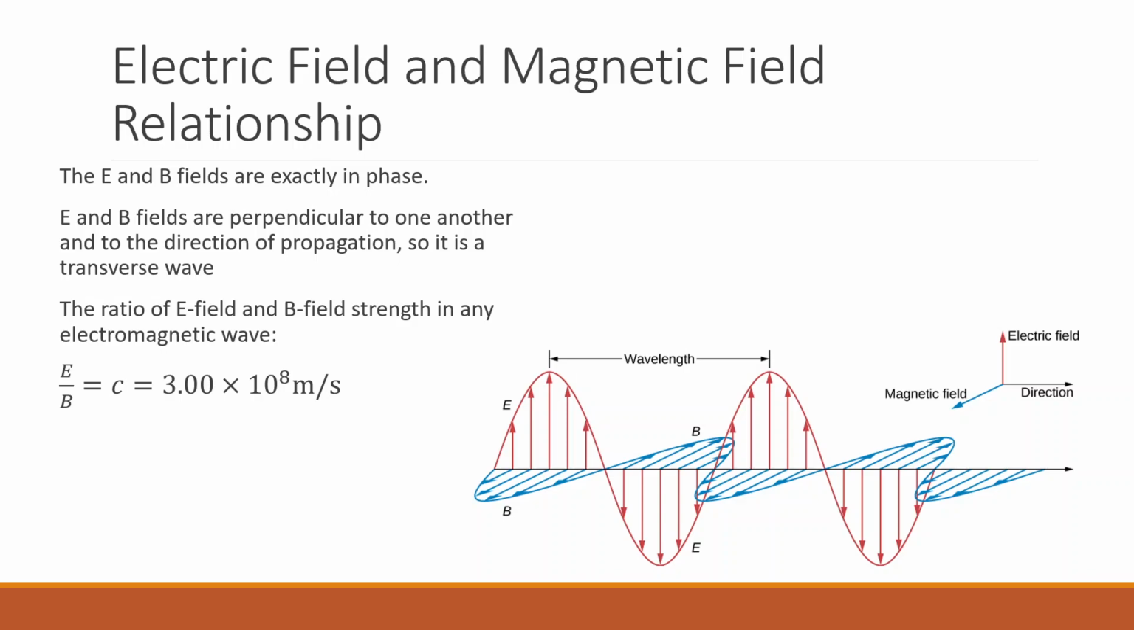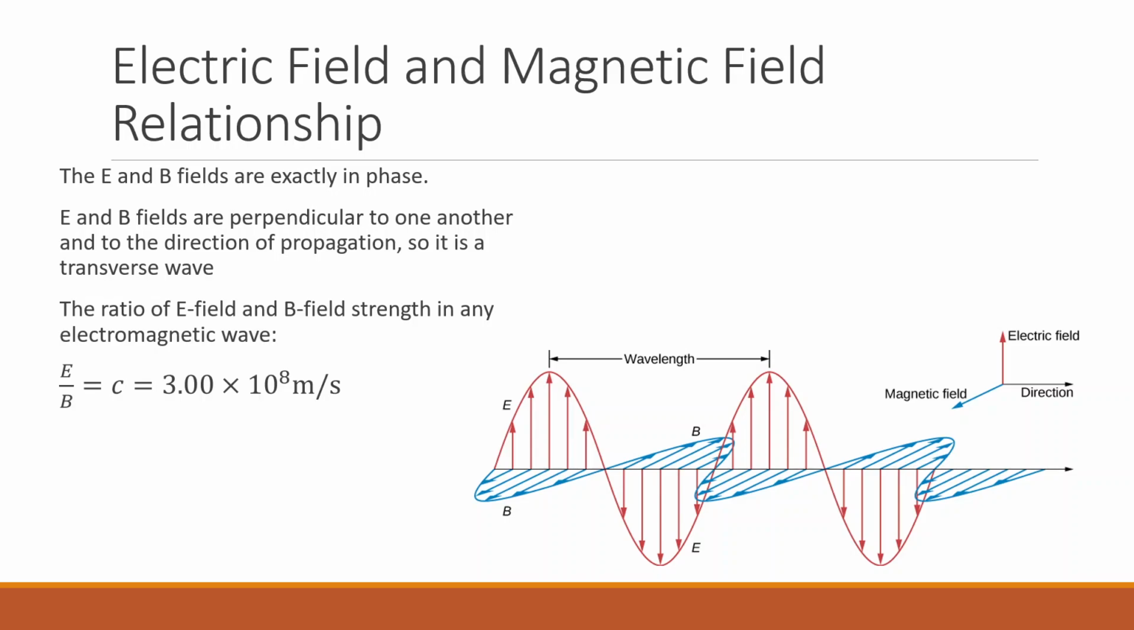Let's continue our topic here. So now we're going to look at the relationship between the electric field and the magnetic field. These two things are exactly in phase with each other. They are also perpendicular to one another and to the direction of propagation, like we saw in the last slide, okay? It is a transverse wave, therefore.